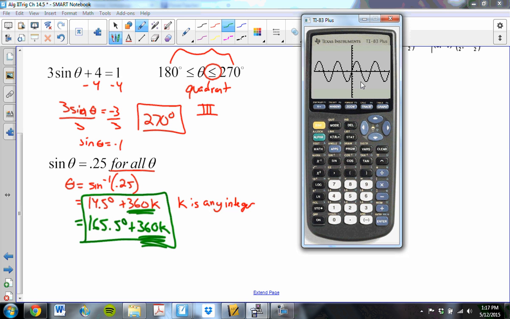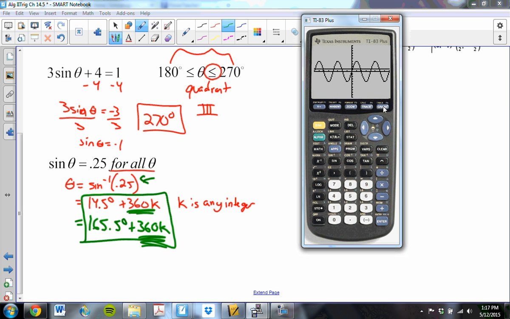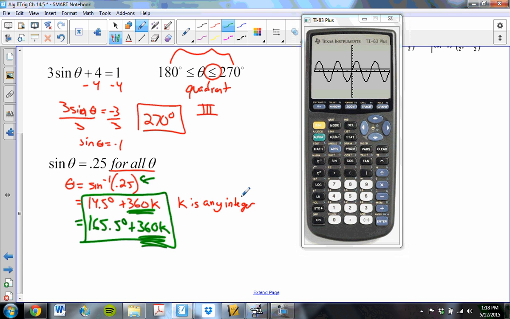Well, if we think about graphing the line y equals 0.25, we'll see it crosses the curve many, many times. There's a solution here and here and here and here and here and here and here and here. And basically every time the period goes around and cycles through again, you are going to hit one of your solutions.